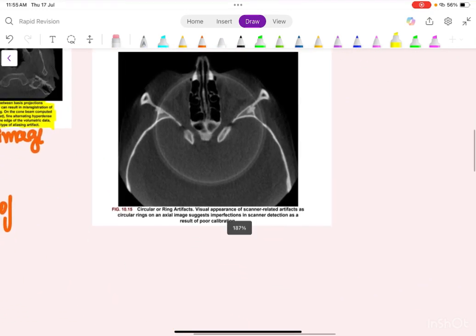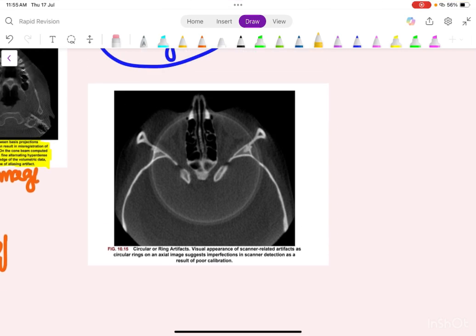Now let's talk about circular ring. This occurs due to a defect of the scanner, or it can be procedure related.